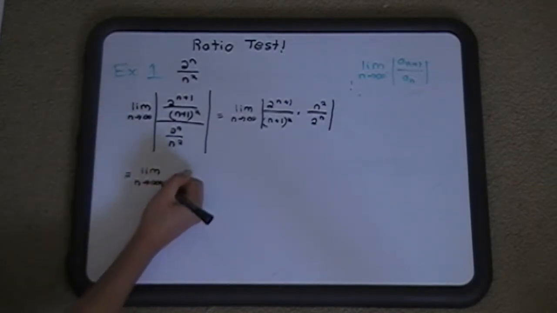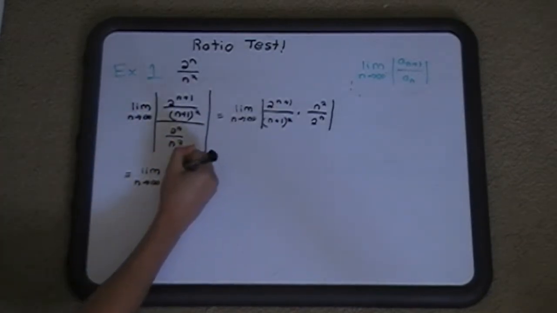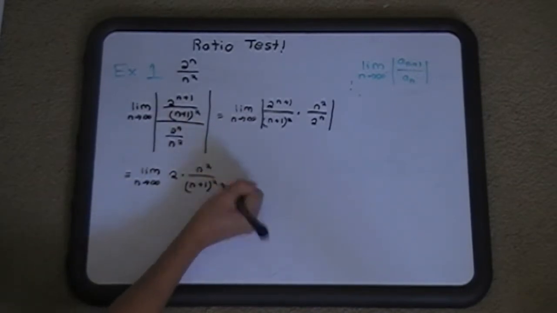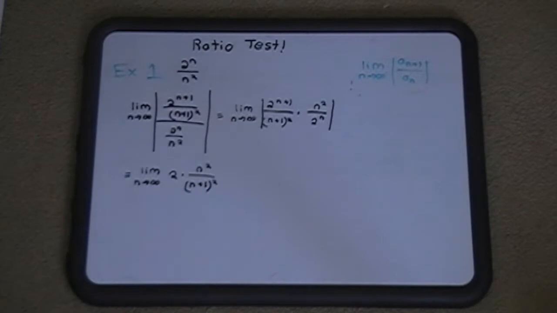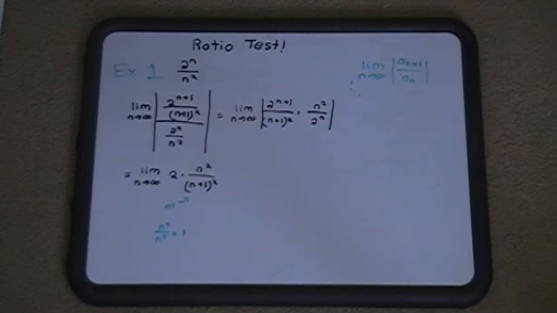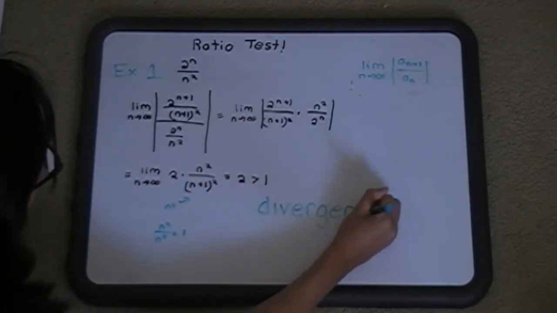Now we simplify. 2 to the n plus 1 over 2 to the n is just simply 2 if you subtract the exponents because you're dividing. And then you'll be left with n squared over n plus 1 squared. And if you just look at the first terms, the n's in the numerator and denominator both have the same exponent, which is 2. And if you know the rule, if you have the same exponent on numerator and denominator and you take the limit, it will equal the coefficients, which in this case is just 1. And if you get 1 for that, 1 times 2 is 2, which is greater than 1, which means that it is divergent.